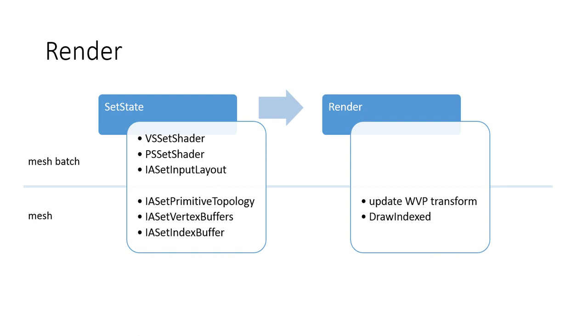So each mesh batch, first of all, sets its shaders, and it actually attaches the shaders and the input layout to the pipeline. And then for each mesh inside each mesh batch, the mesh sets its primitive topology, which is the way the indices are interpreted. It could be a line list, it could be a triangle list, it could be a triangle strip, and then the mesh attaches its buffers to the pipeline. And then the only remaining work to do is rendering. So the rendering sets the world transform for that mesh, and then it actually performs a draw. And as you can see, most of the function calls are to do with setting the state before actually doing that drawing.